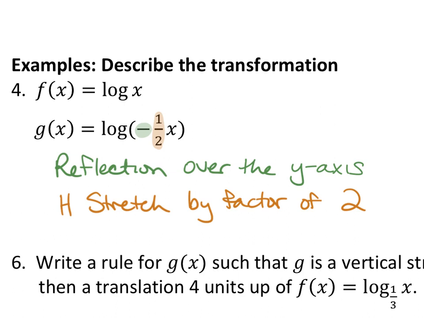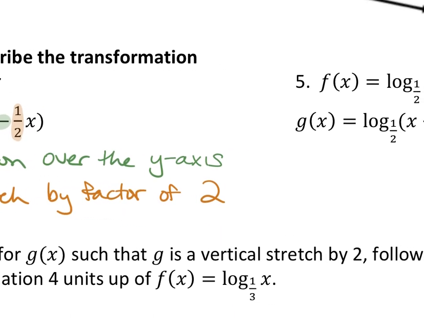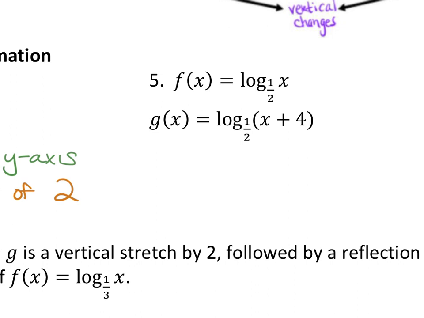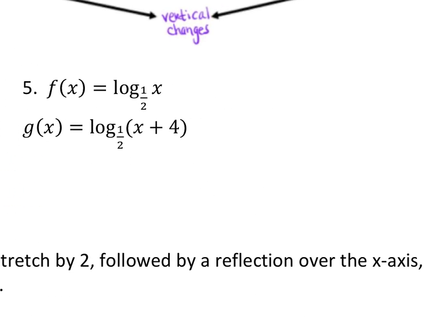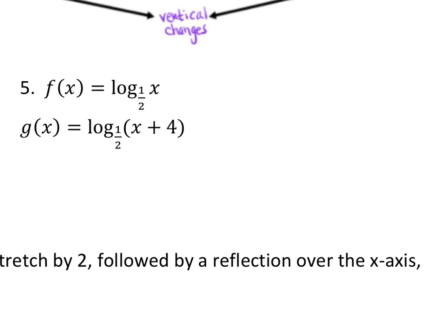So again, this is just like the other side. I think logarithms are a little bit simpler because there's a full-on inside, and I don't have to write small floaty numbers. If we look at number 5, first things first, what is the base of this logarithm? 1/2. Did the base change from F to G? No, good. It shouldn't. It can't. What did change from F to G?